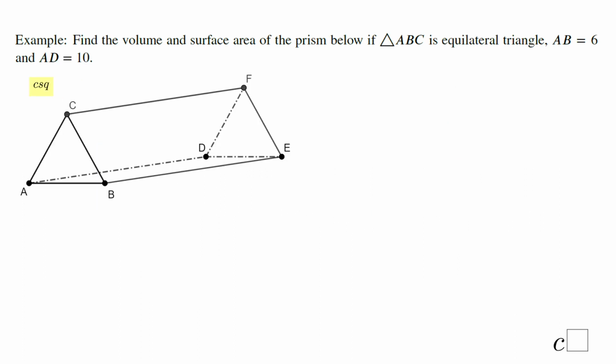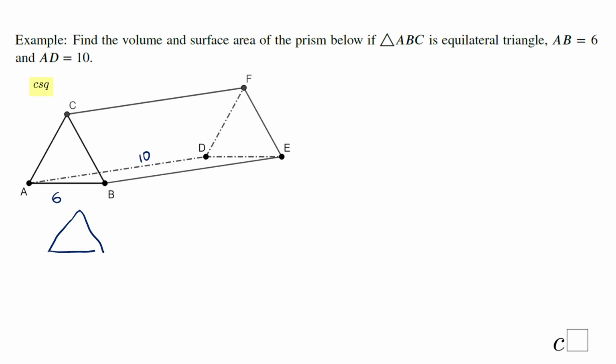Let's see another example here, very similar. We need to find the volume and the area of the prism below, but now the triangle ABC is not a right triangle, it is an equilateral triangle where AB is 6 and AD is 10. AD will be the height, by the way. Okay, so you notice I label this information given to us. Let me start with this triangle ABC, which is mentioned is an equilateral triangle.